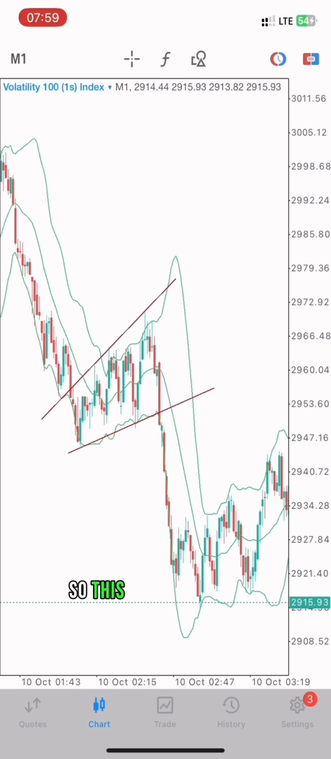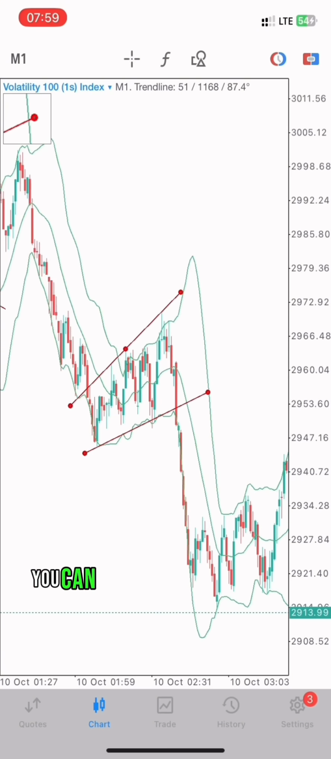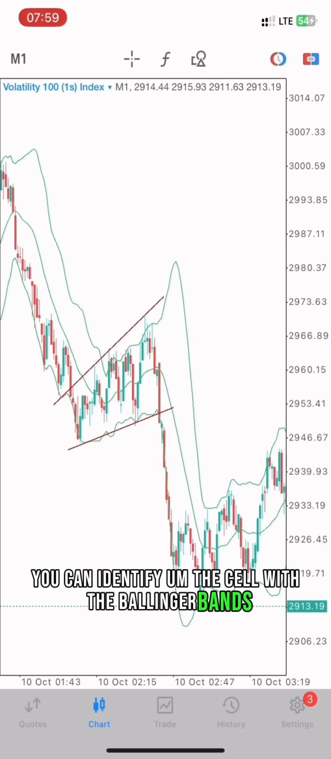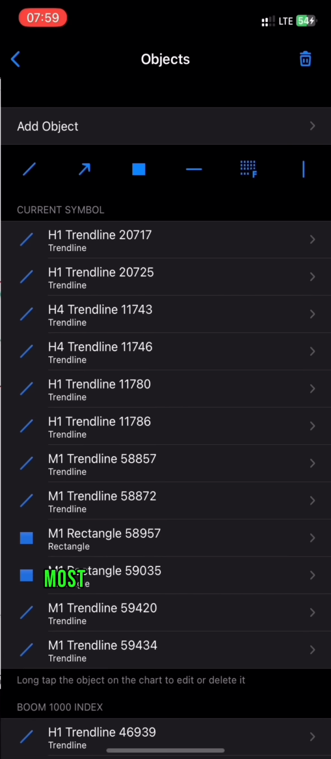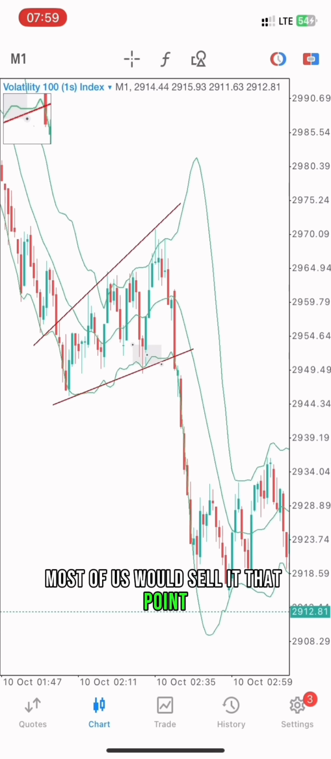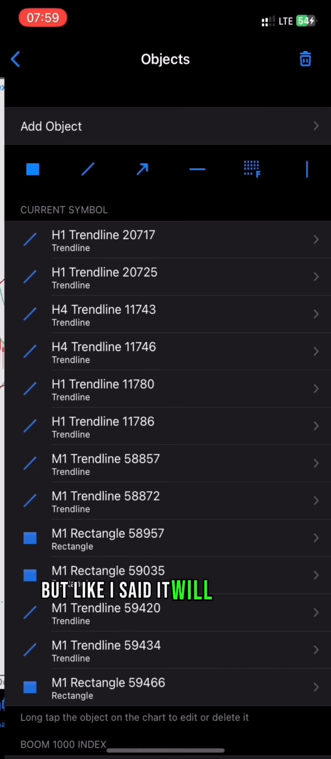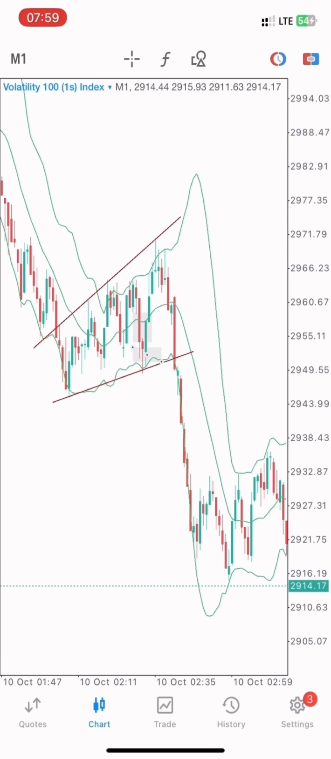So this is a rising wedge. You have seen a rising wedge, right? Now that I've drawn and seen the pattern, you can identify the sell with the Bollinger Bands. You can notice the top Bollinger Band there. Most of us would sell at that point. That is where we'll sell. But like I've said, it will hit the stop losses of the early sellers. It will hit the stop loss by going up.